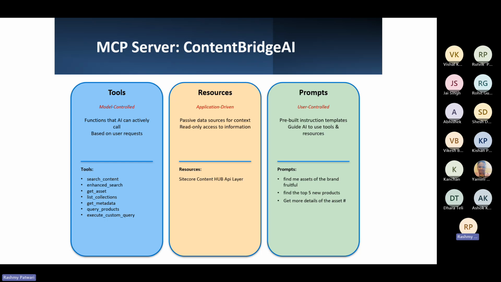Those were the basic prompts that I gave as part of the chat. And then there were the resources. In this case, there was just one resource, which is the Sitecore Content Hub API layer that was utilized by the MCP server. Again, for the tools, these are the 7 tools that were exposed by the MCP server. So this is specifically for our demo.